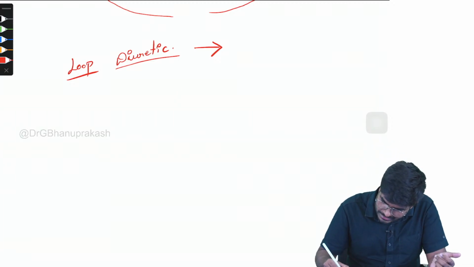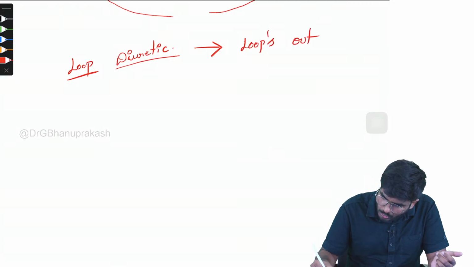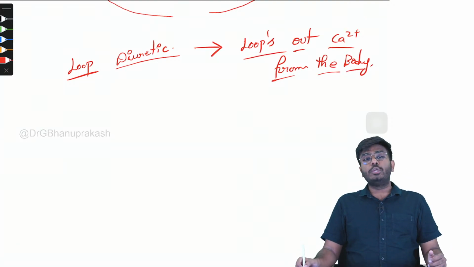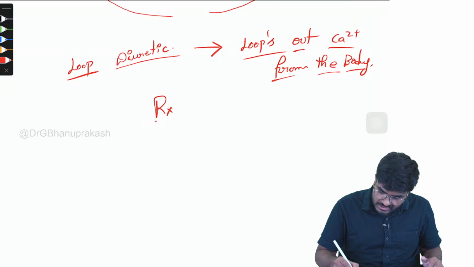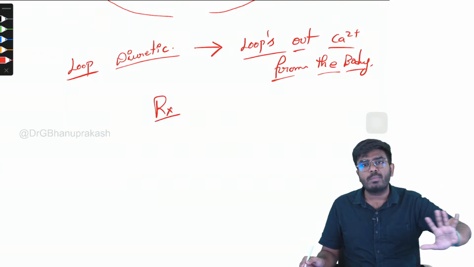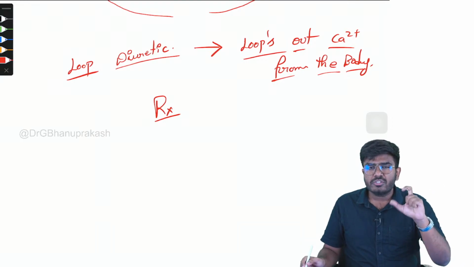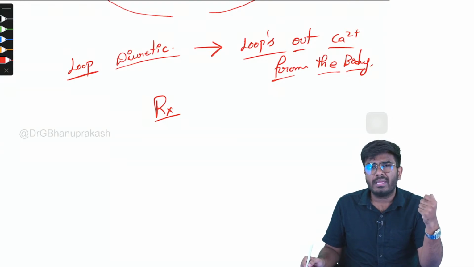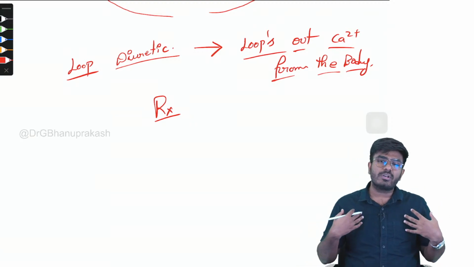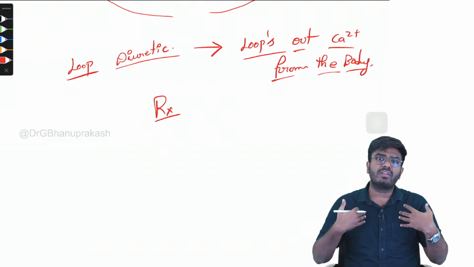So remember it like this: loop diuretics loop out calcium from the body. They take the calcium out of the body. Now based on this concept, can I use loop diuretics for the treatment of hypercalcemia? Imagine a person is suffering with hypercalcemia.